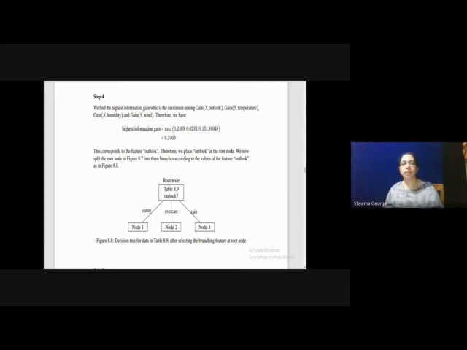Now you can see the tree. In the root node, we are placing the outlook. Then we can divide the tree, the branches, based on the value of the outlook. The outlook values are sunny, overcast, rain. So these are the 3 branches in the decision tree. Sunny goes to node 1, overcast goes to node 2, and rain goes to node 3.